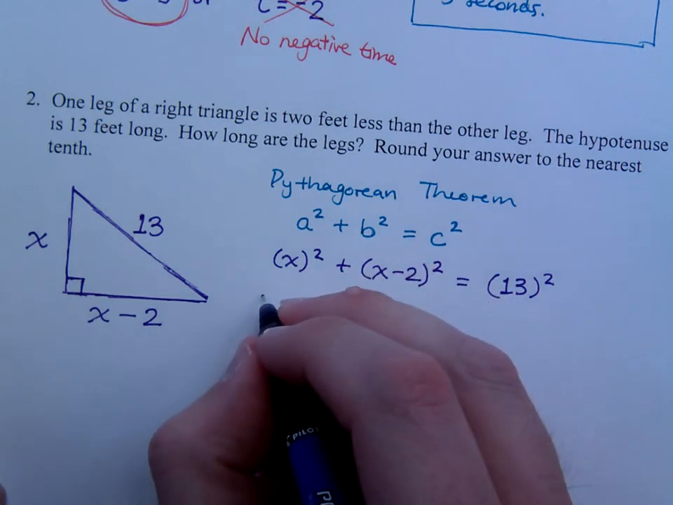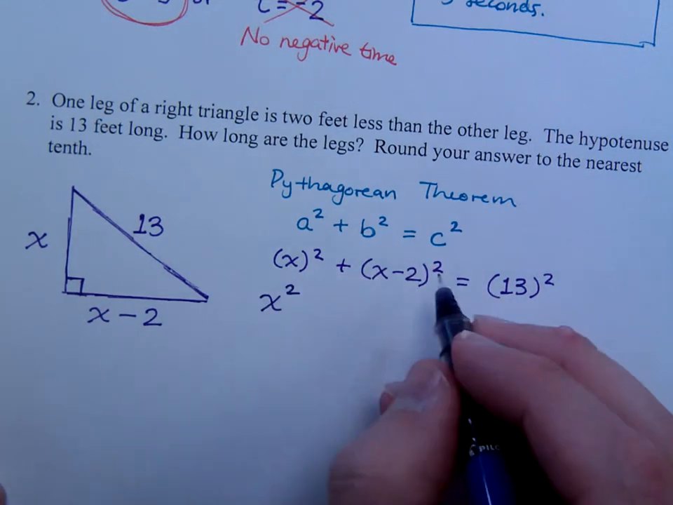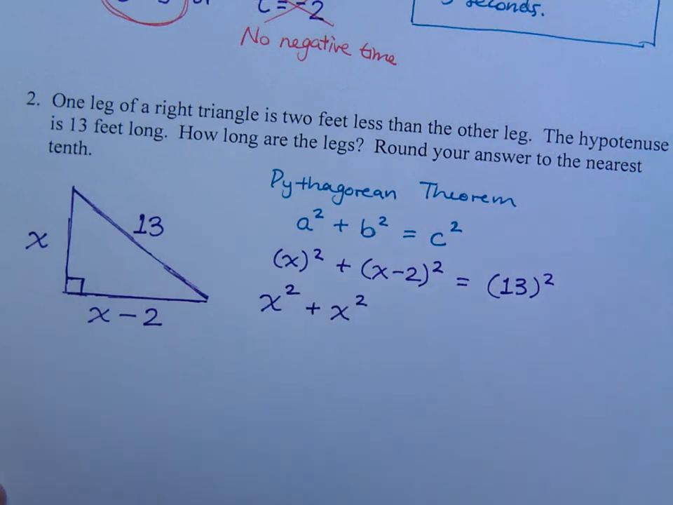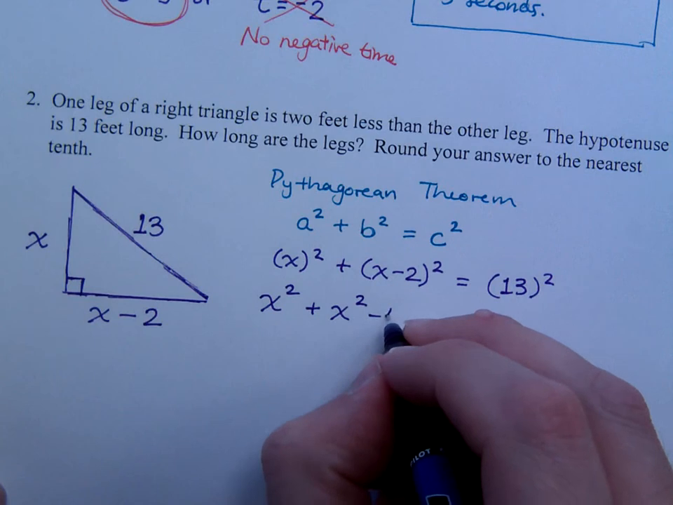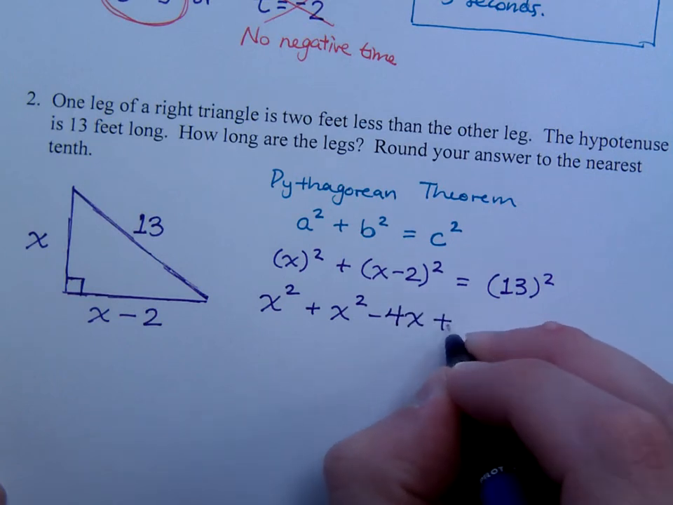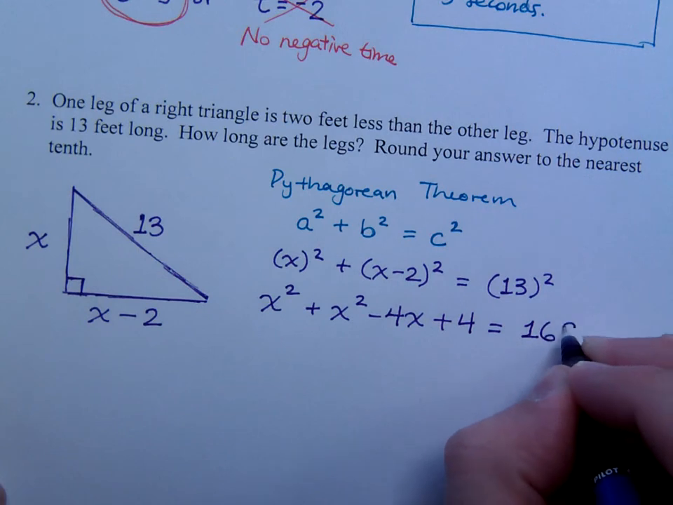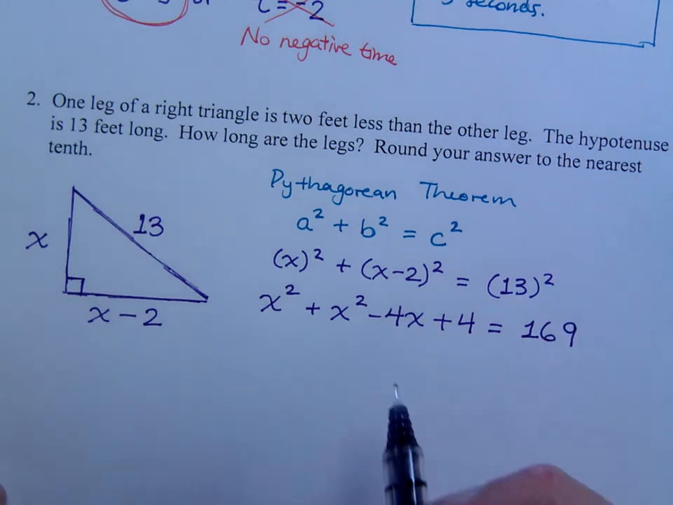So when you have x squared, of course, that's just x squared. This is the piece that messes with people, because it multiplies to give you x squared minus 4x plus 4. And then, of course, you get 169 on the right side. A lot of people forget about this minus 4x. So, number one, shame on you. Number two, go back and practice your special products.